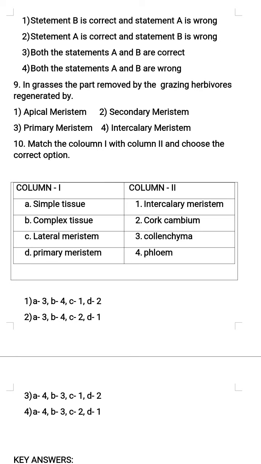So let us look into it. Intercalary meristem. Students, intercalary meristem is having one special characteristic. The meristems which occurs between mature tissues is known as intercalary meristematic tissue, and the tissue is called as intercalary meristem. The cells generally having one phenomenon. They occur in grasses and regenerate the parts removed by the grazing herbivores.